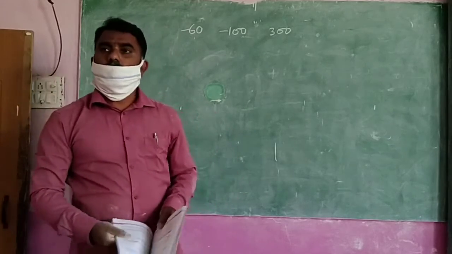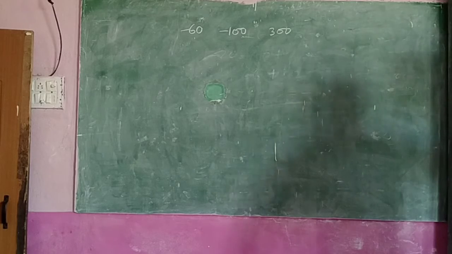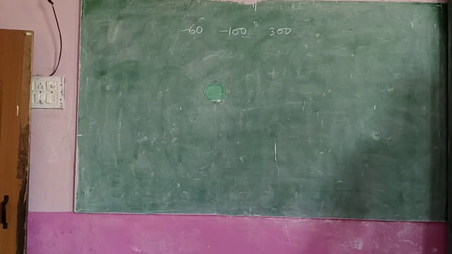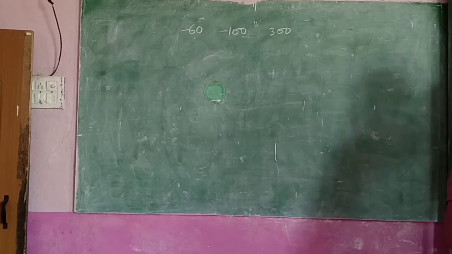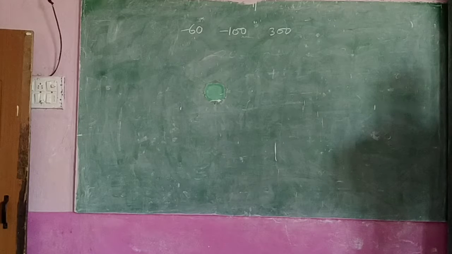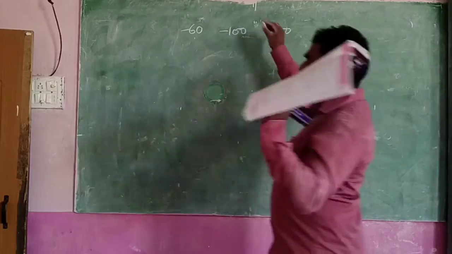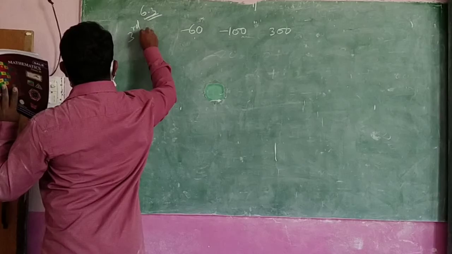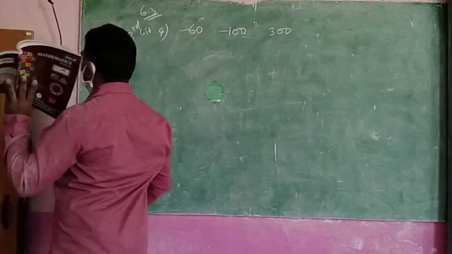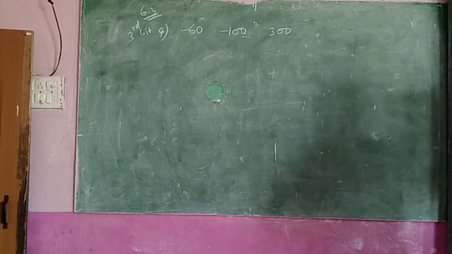Listen. What is the heading of this bit? Find the sum of. Page number 80, last third bit, find the sum of. Here 4 questions are there. Out of them, the fourth one I am saying to you. So this is 6.3, third bit, question number 4. The remaining you have to do. Listen, I am telling you the method, you can do it.